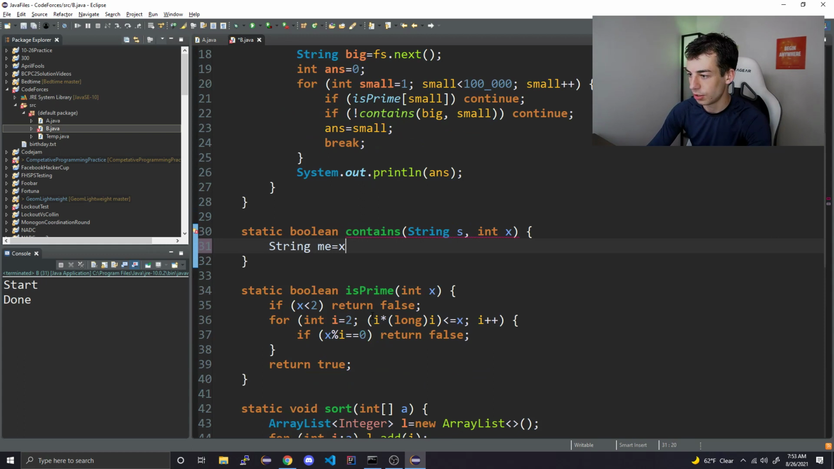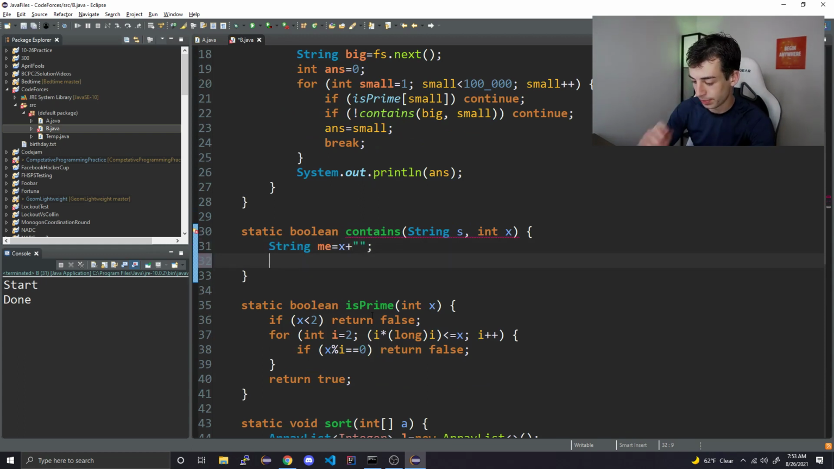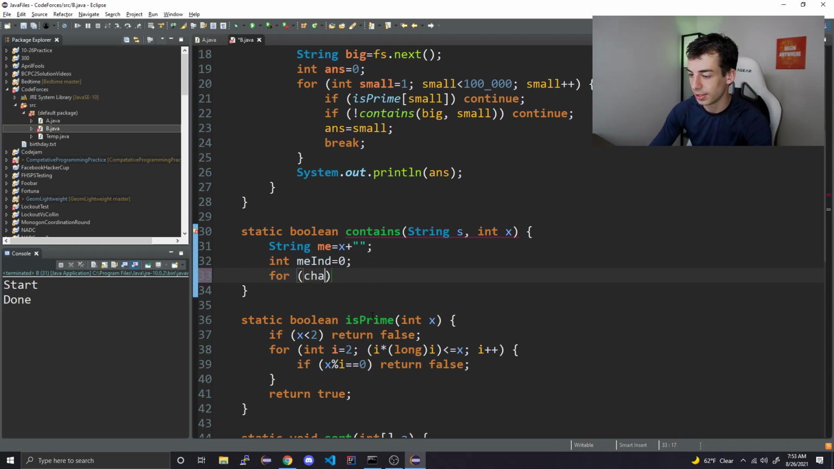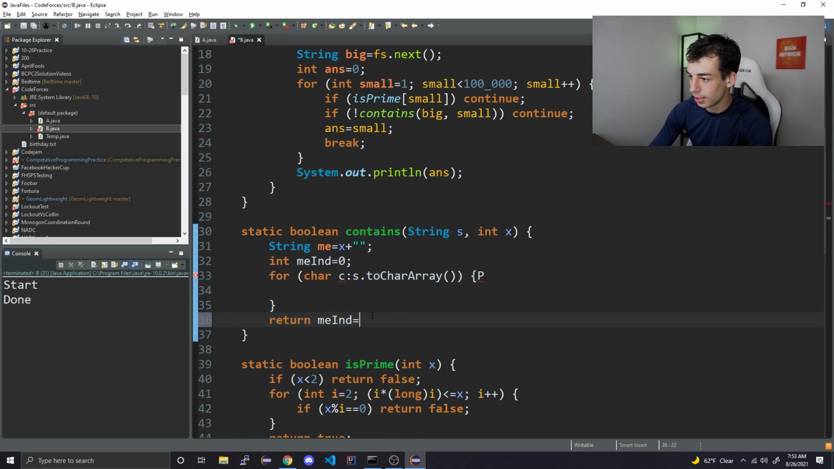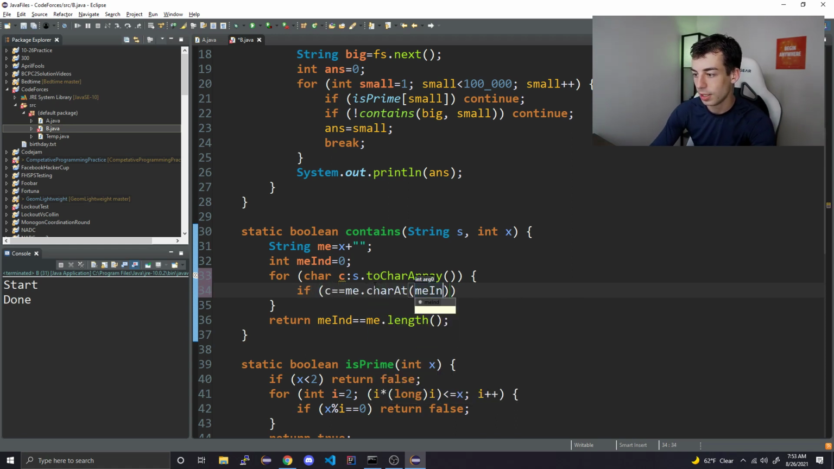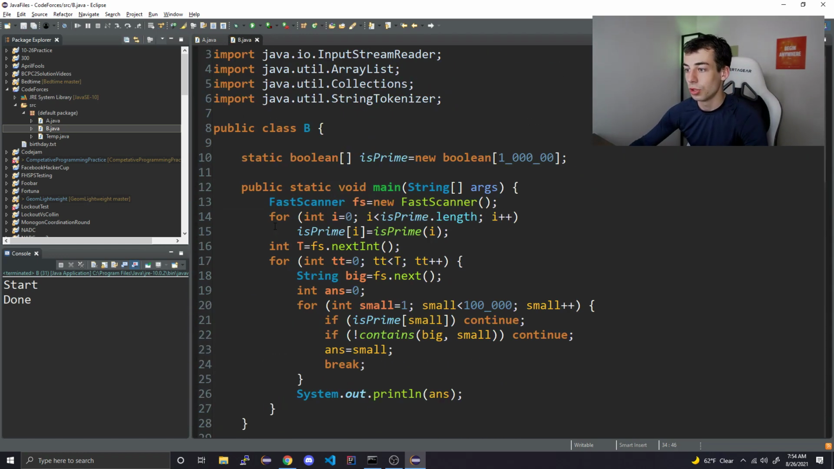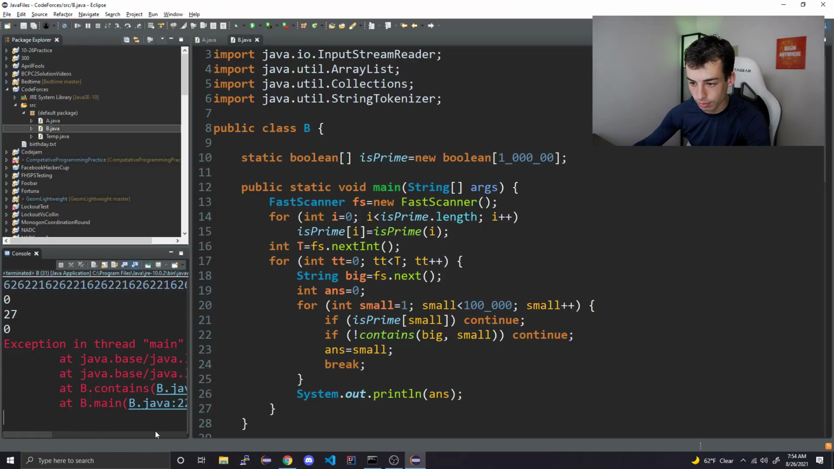So string me equals x plus empty string. Int meEnd equals 0. So for char c in s dot toCharArray, and return meEnd equals me dot length. So we go through each character in the string, and if we match, we move on. So if c equals me dot charAt meEnd, that means we should move toward the next character in us. And then we're good. Cool. Let's try this. Nope.